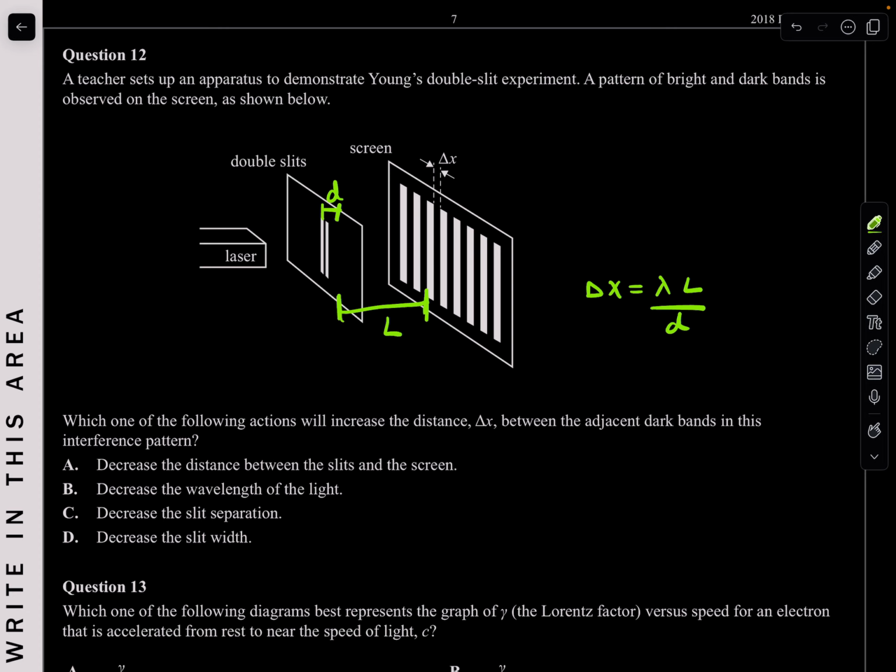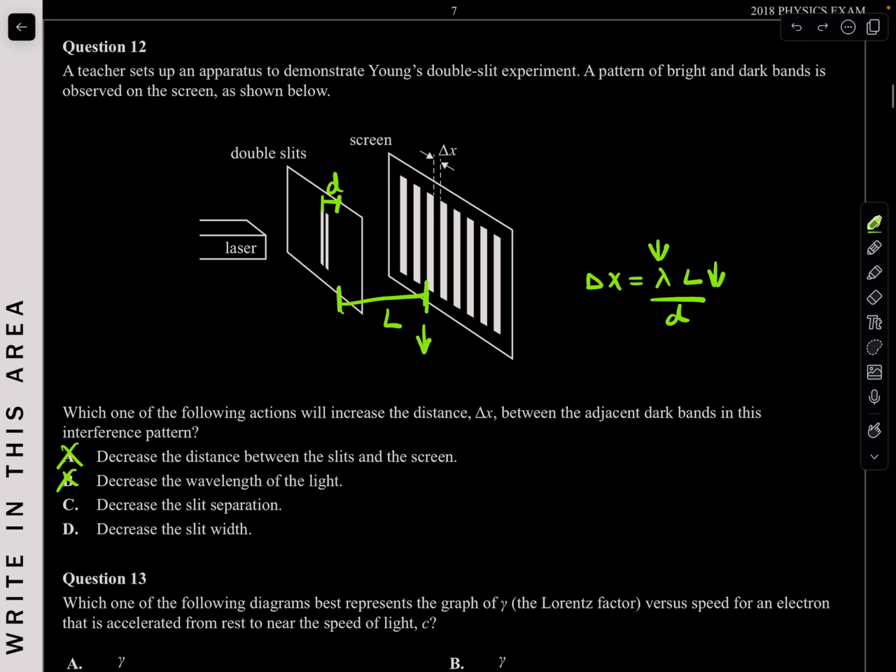A, decrease the distance between the slit and the screen. If you're decreasing the distance, you're decreasing L. So if you decrease L, it will decrease the change in x, and that's not what we want. We want to increase it. B, decrease the wavelength of light. If you decrease the wavelength, you decrease the change in x again, so nope. C, decrease the slit separation. Yes, that's your slit separation, the d. If you decrease that, it will increase this change in x, which is beautiful, C.